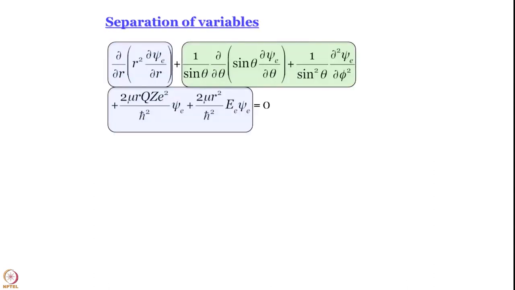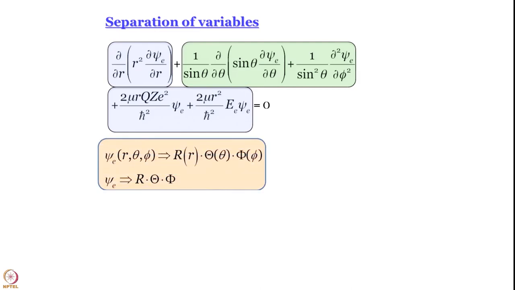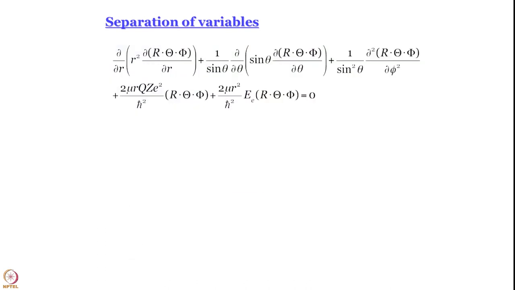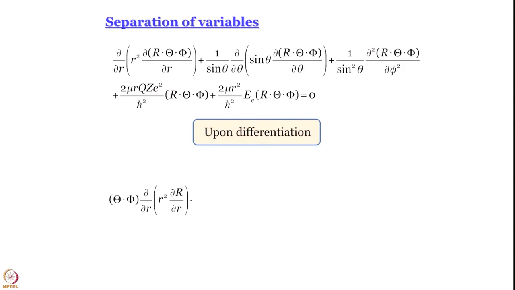So, what we have is one part in r, one part in theta and phi. So, we can take them to different sides if we write the wave function as capital R, which is a function of r, capital Theta, which is a function of theta, capital Phi, which is a function of phi. And for the rest of the module, we just write it as capital R into capital Theta into capital Phi. So, you know how to do the separation. I will not say all that. We just do the separation, do the differentiation. I just do one maybe.